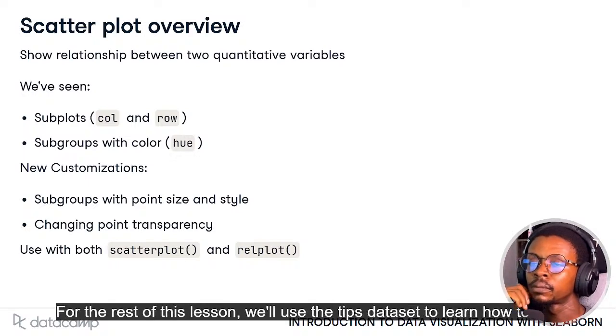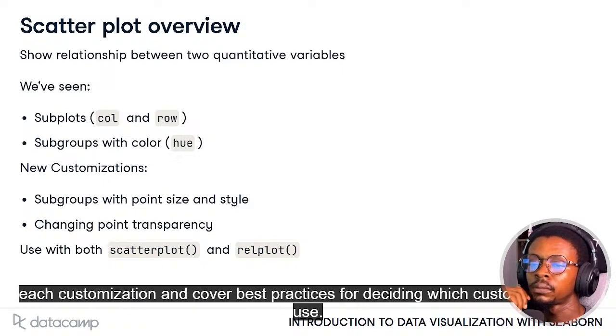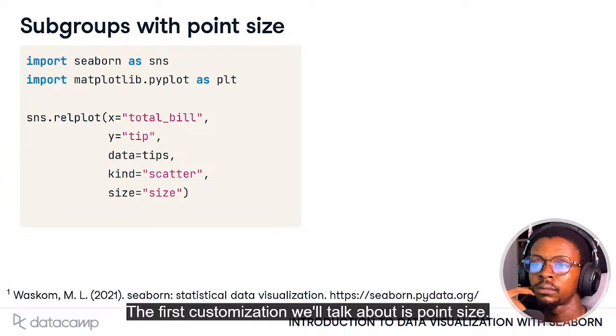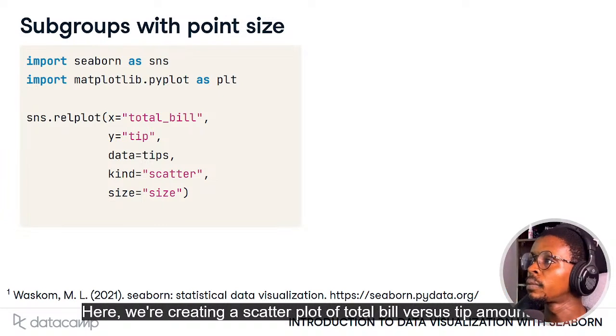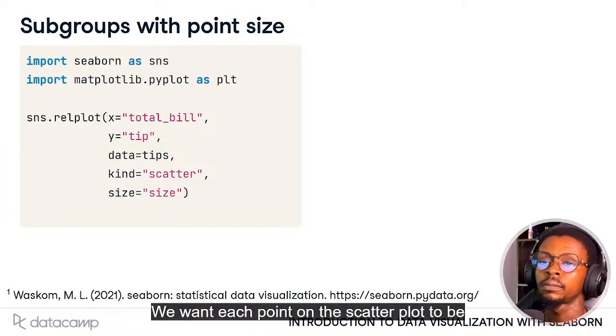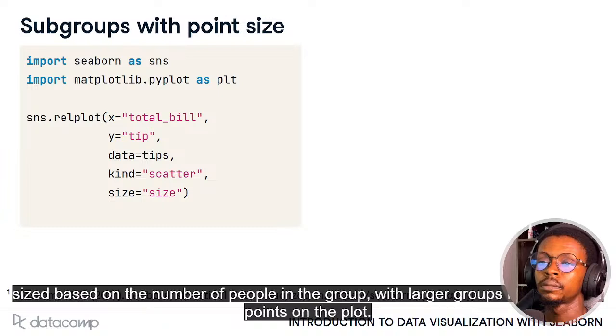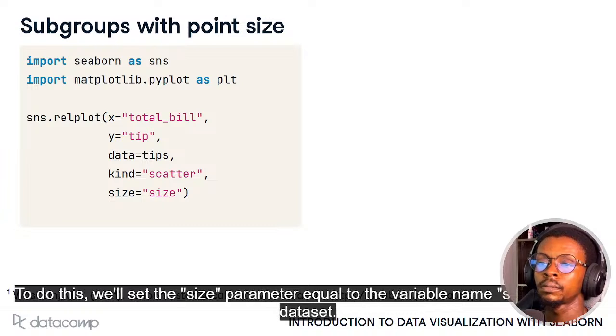For the rest of the lesson, we'll use the tips dataset to learn how to use each customization and cover best practices for deciding which customizations to use. The first customization we'll talk about is point size. Here, we're creating a scatterplot of total bill versus tip amount. We want each point on the scatterplot to be sized based on the number of people in the group, with larger groups having bigger points on the plot. To do this, we'll set the size parameter equal to the variable name size from our dataset.